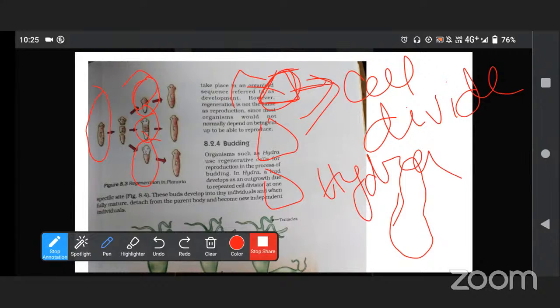However, regeneration is not the same as reproduction. So we can say that this is not the same as reproduction. We generally know that reproduction means to produce one of its own kind. But here, if they are suddenly cut, or if any body part is suddenly broken, then from this broken part cell division starts, and from the broken part a new individual will start to grow. So this is the process of regeneration.